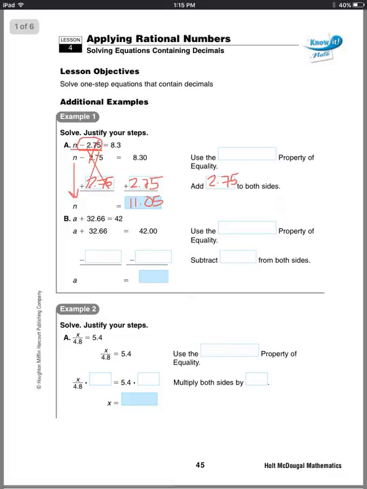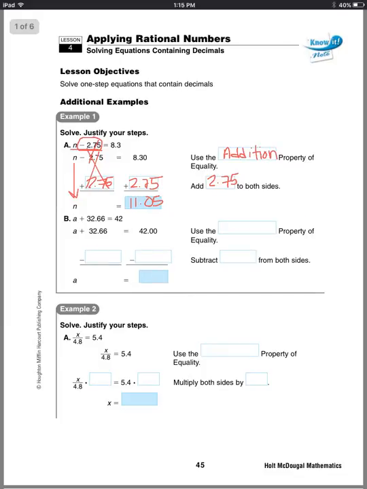Now, when we do the adding 2.75, that's actually called the addition property of equality. So I'll put that there for you so you know the technical term.